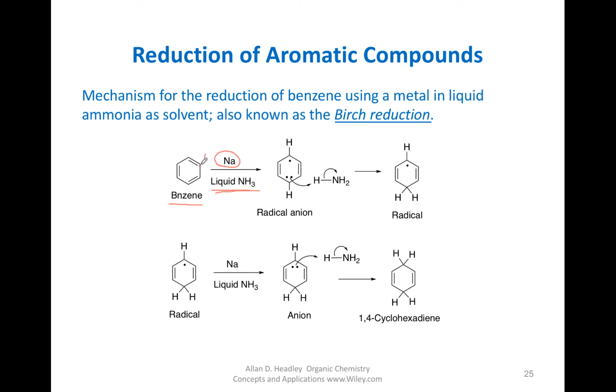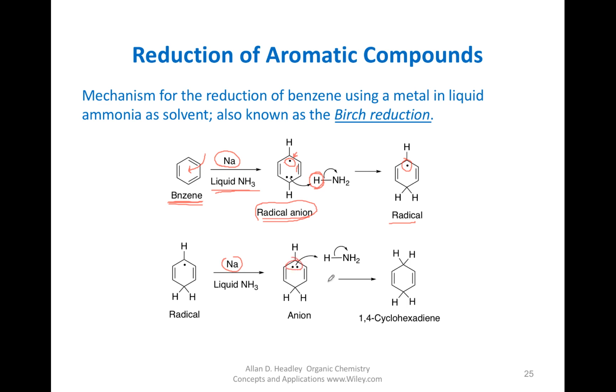It will deliver one electron to the system. As you can see here, here's the electron. This is called a radical anion, because if you count the electrons, we have 2, 4, 6, and 1, 7. So this system has one extra electron compared to benzene. As you can imagine, it's not stable, so it will grab a proton from the solvent to give a radical. Radicals are intermediates, they are not stable, so in the presence of more sodium, it will give here an anion.